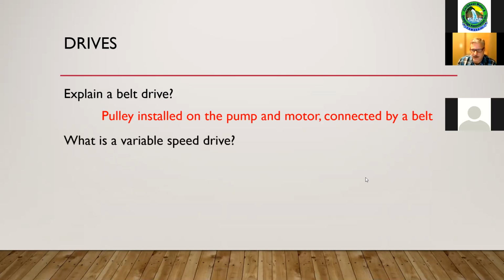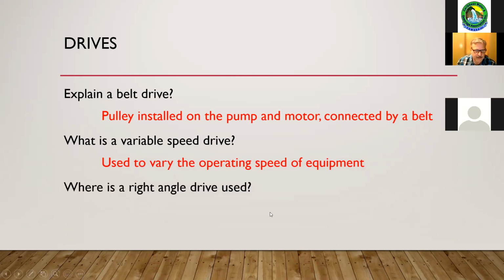What's a variable speed drive? So one of the answers is when a machine can ramp up and down easily. Fair enough. Again, it's not the makeup of VFDs or variable speed drives, but a clear understanding, which is what you have, which is used to vary the operating speed of equipment, which is perfect. Thank you. Where would a right angle drive be used?